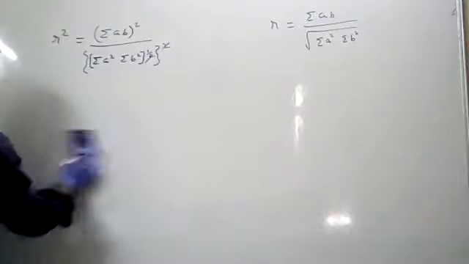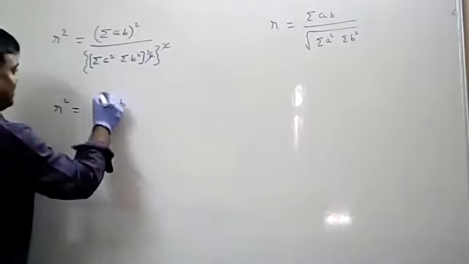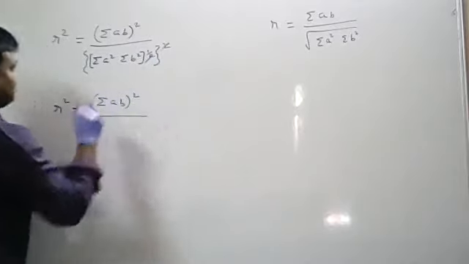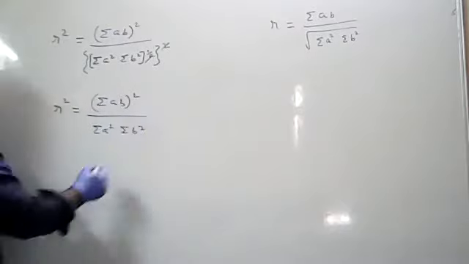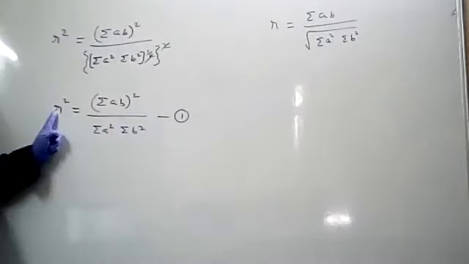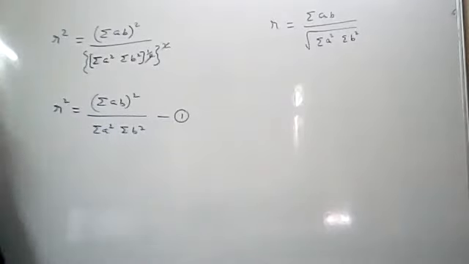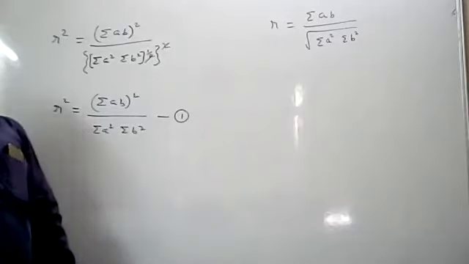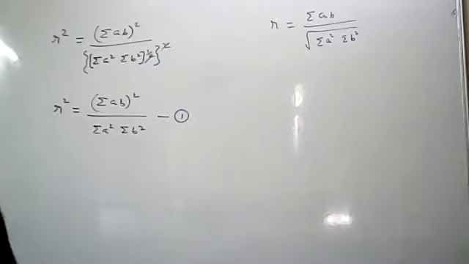Finally, what is the r value you are getting? R square value you are getting. R square equal to summation ab whole square by summation a square into summation b square. This is equation number 1. Finally, r square equal to summation ab whole square by summation a square into summation b square. Is it clear, everyone? Or any doubt about it?